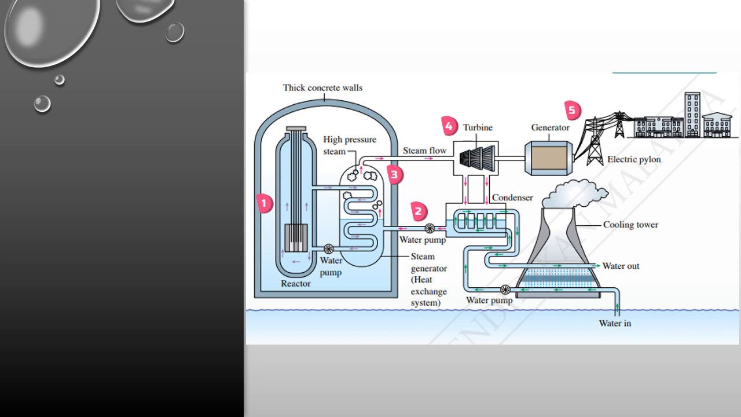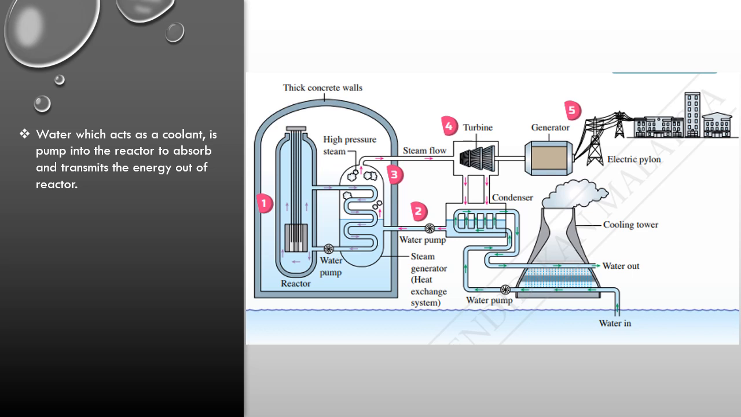After the chain reactions take place in the nuclear reactor, water which acts as a coolant is pumped into the reactor to absorb and transmit the energy out of the reactor. A typical nuclear reactor functions at 300 degrees Celsius.